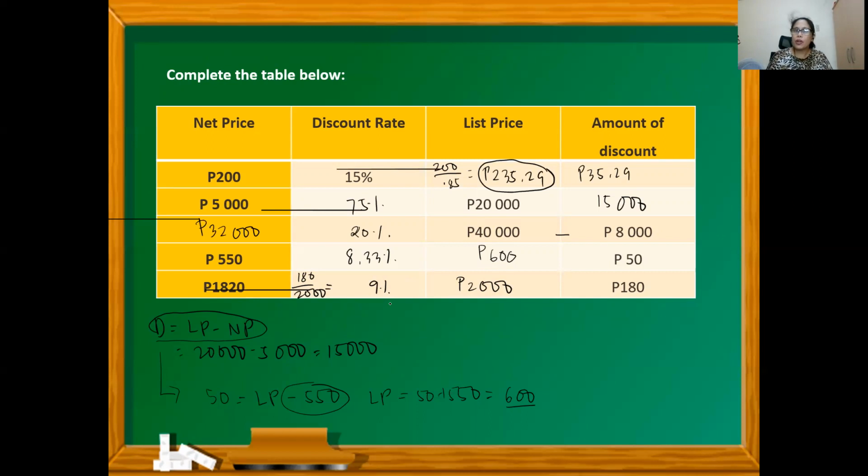So that's how we work on trade discount. So how we solve for the net price, list price, trade discount, and discount.